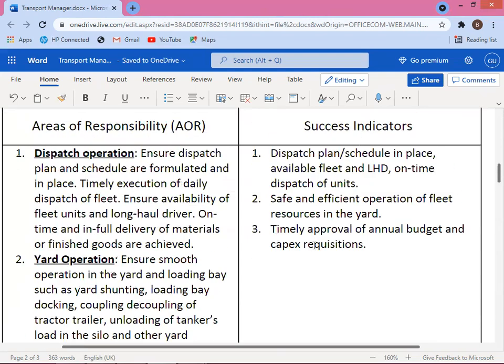Okay. Number 4, the success indicator. Again, make it short. If you can make it short, then make it short. Make it short and simple. Fleet units are timely maintained as per agreed. I'll make it short, PMS, preventive maintenance schedule. So that would be your success indicator: fleet units are timely maintained as per agreed preventive maintenance schedule.